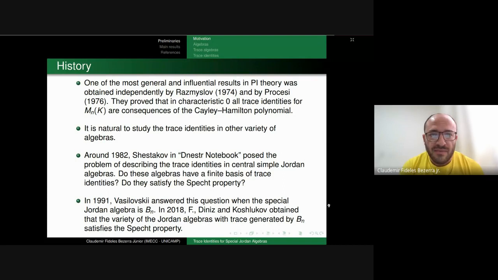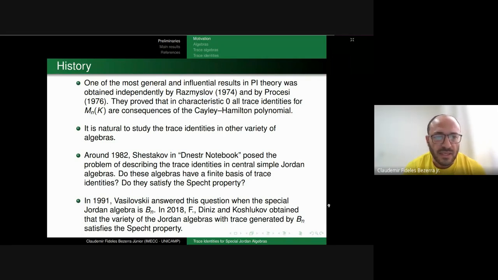In 1976, Razmyslov and Procesi proved that, in characteristic zero, all trace identities for matrices are consequences of the Cayley-Hamilton polynomial. This problem is very important in PI algebra and motivated many problems in this area. So it is natural to study the trace identity in other varieties of algebras.